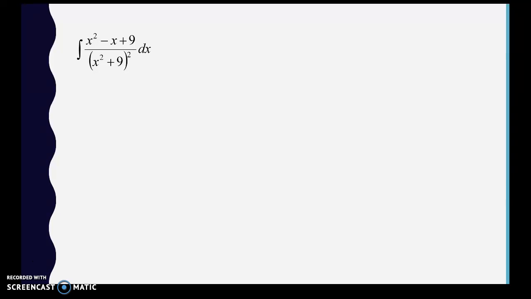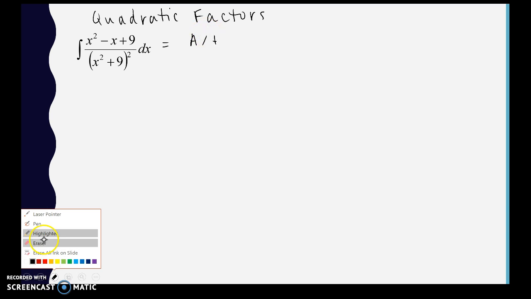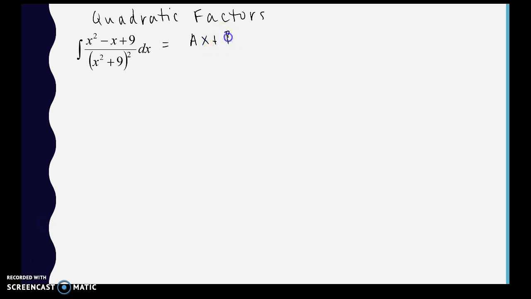Okay, so let's look at how we decompose with quadratic factors. Okay, so we would have a linear numerator over x squared plus 9, and then we'll need cx plus d over x squared plus 9 quantity squared.